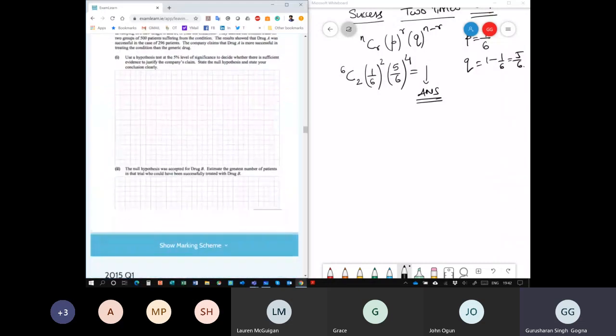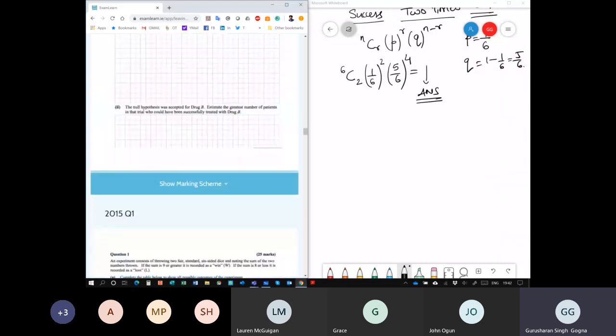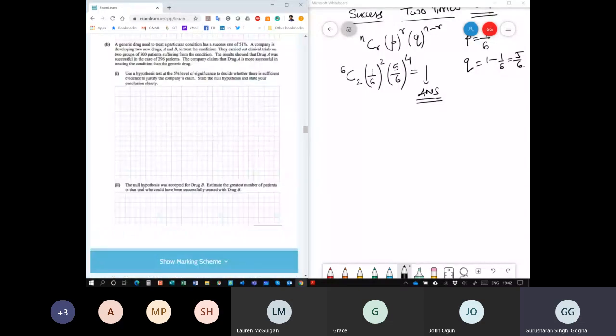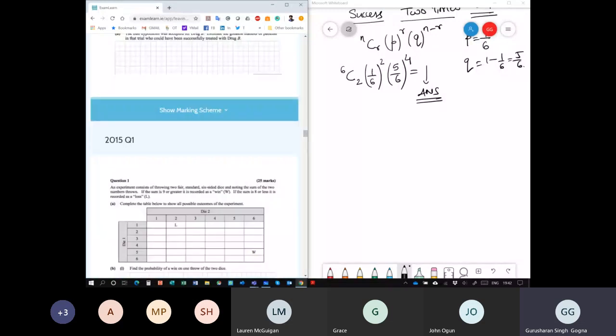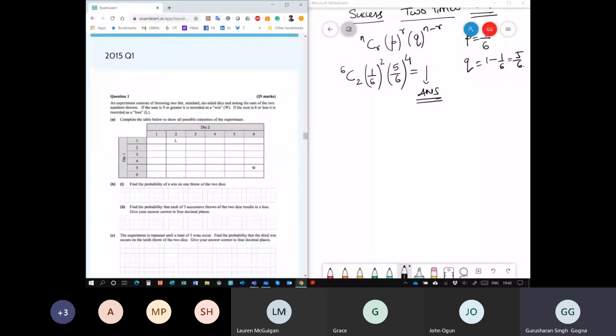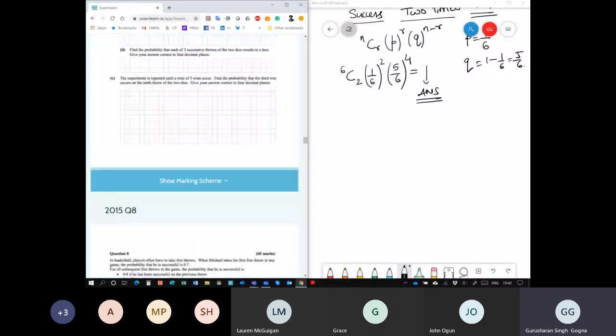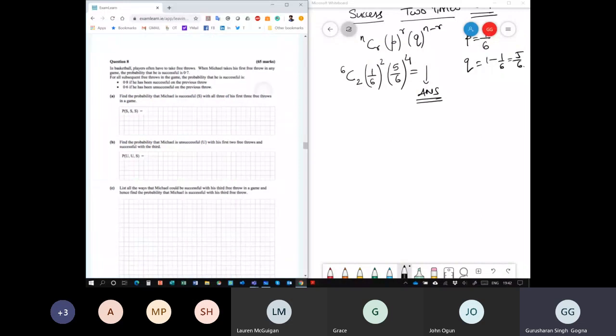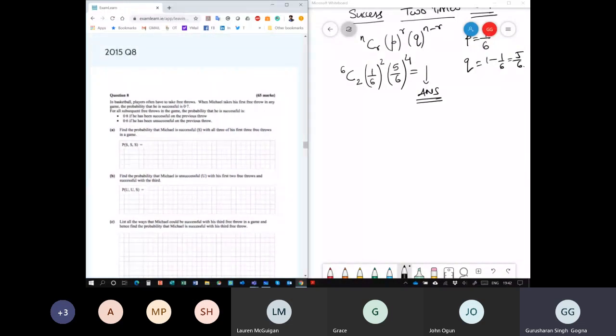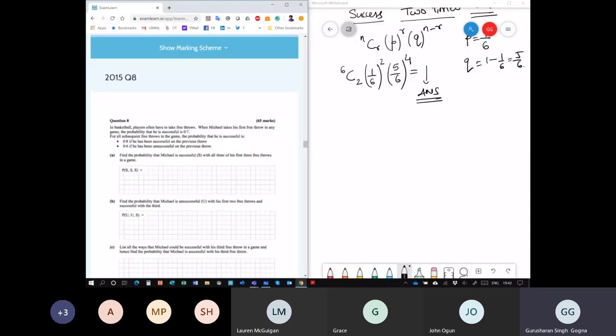Okay, so now this is about hypothesis and all, so I need to cover that topic, and that is in statistics. So this is kind of a mixture of everything. So that's why I'm not doing this at the moment. So let's see what is left now. I think we haven't done this question, so let's try this question. This is 2015 paper, question number 8.